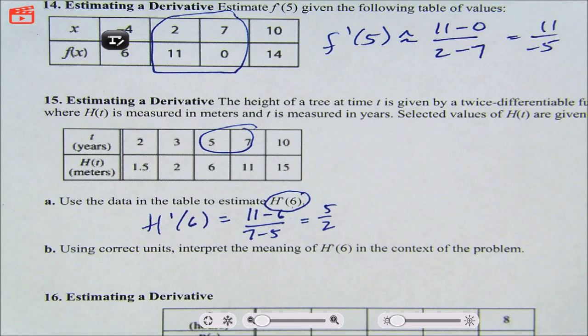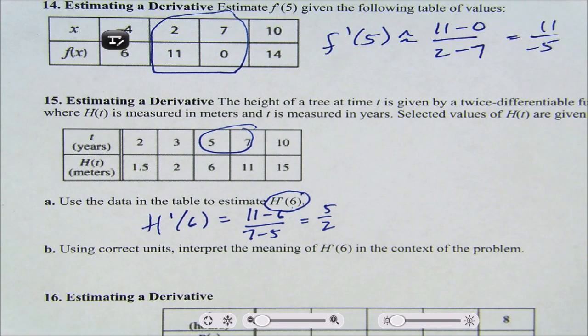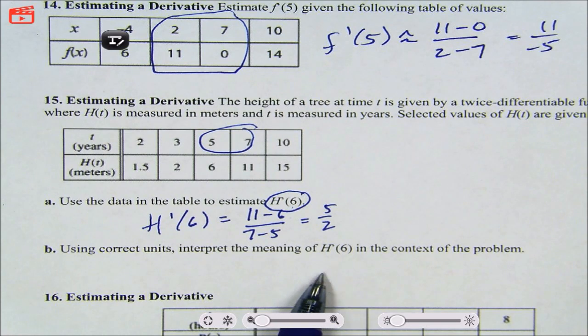So the tree is, when it's 5 years old, it's 6 feet high. Then when it's 6 years old, it's 2.5. No, this is the rate of change, not the height. Right, it's growing at 2.5 meters per year. Just think about it for a second. Alright, B: using the correct units, interpret the meaning of this. Oh, look, this is what you just asked me to do.